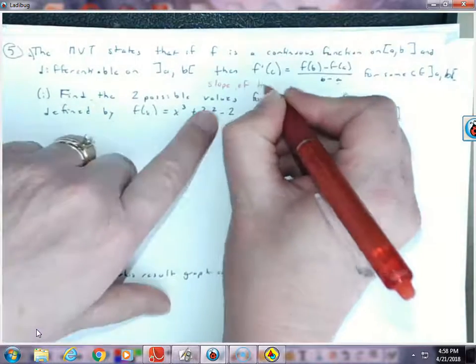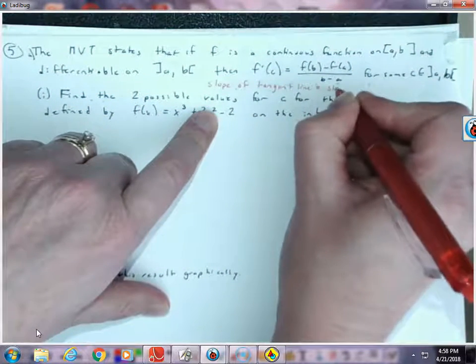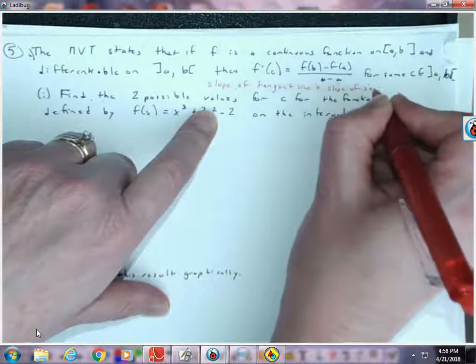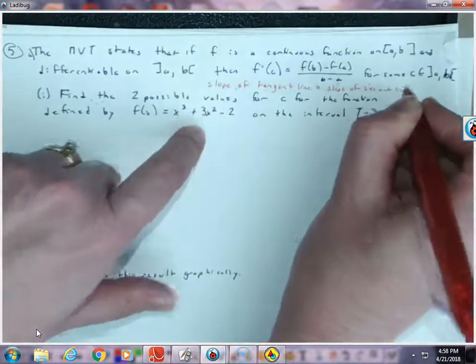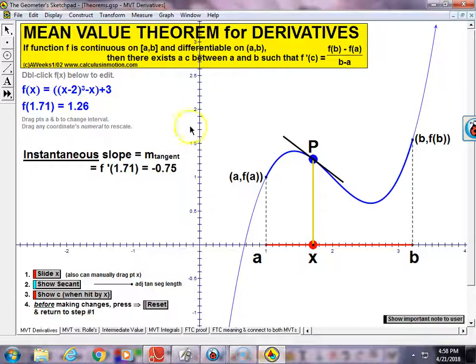of the tangent line is equal to the slope of the secant line. So if you remember, we looked at that, and here we just have a nice function that's continuous on the closed interval, it's differentiable on the open interval. Notice this interval is from A to B.